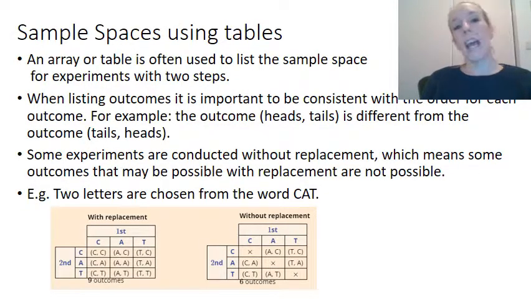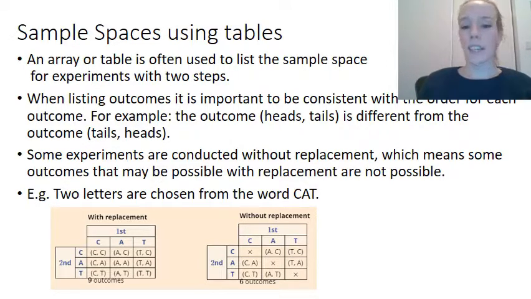Okay, so some key ideas here. An array or table is often used to list a sample space for experiments with two steps. For instance, two steps could be you toss a coin once and then you toss a coin again. Or you have a bag of marbles, you pull one marble out and then you pull another marble out and you're writing down the colours. When listing outcomes, it's important to be consistent with the order for each outcome. If you flipped a coin and got heads and then tails, that is a different outcome from flipping a coin and getting tails and then heads, because they're in a different order. You got them from different experiments. So you have to be very careful that you record the order precisely.